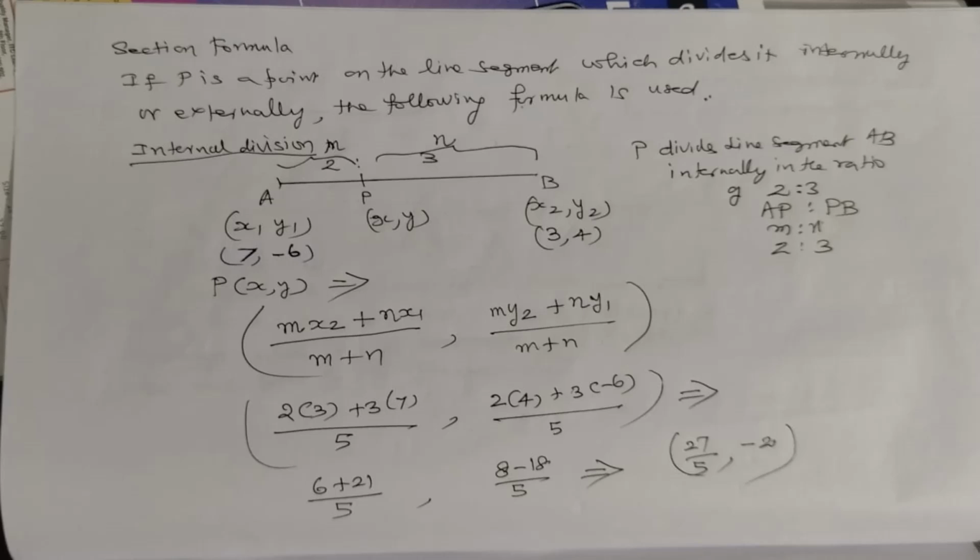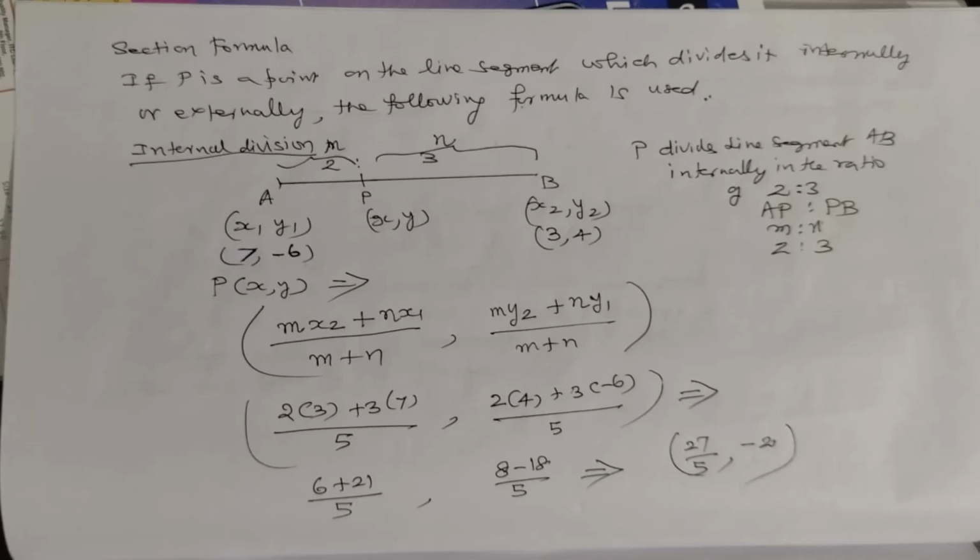Now, an internal division problem, let us see in this slide. A is (7, -6) and B is (3, 4), that is x1, y1 is (7, -6) and x2, y2 is (3, 4). Then applying (mx2 + nx1)/(m + n), (my2 + ny1)/(m + n), where the line segment AB is divided in the ratio of 2:3, where m is equal to 2 and n is equal to 3. Then you get the result as (27/5, -2).